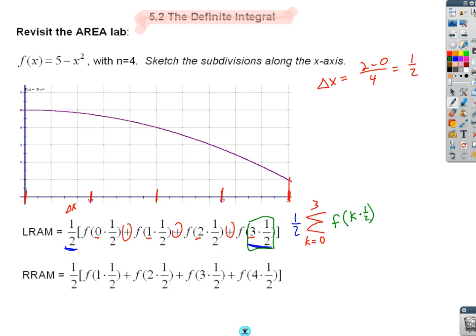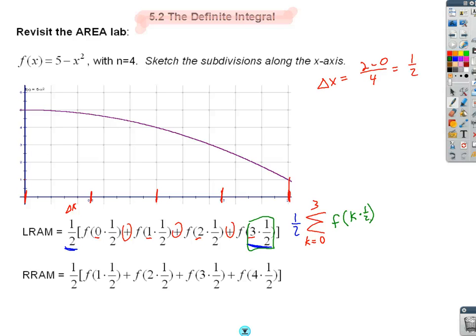Again, that 1/2 is my delta x. Well, that's interesting. Yeah, that is interesting. Okay. Well, what about the other one? What if I do my right RAM? So what I'm going to do is pause the video. I want you to see if you can come up with a sigma notation for that.